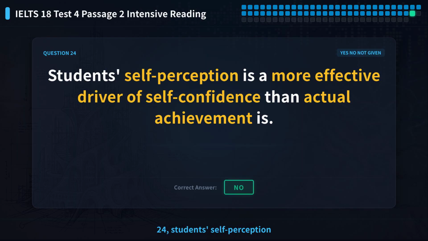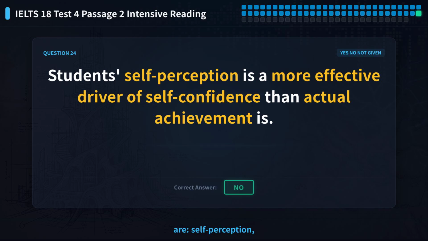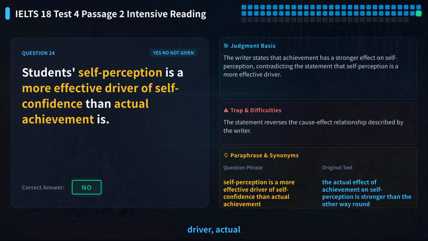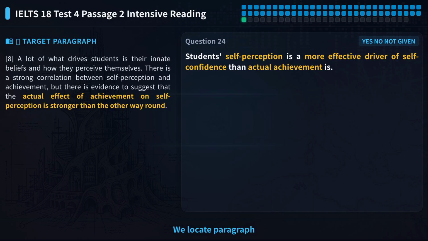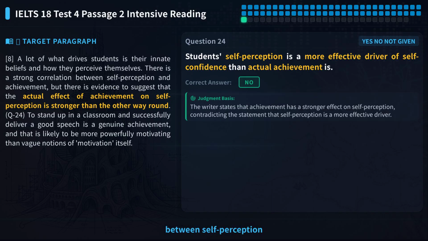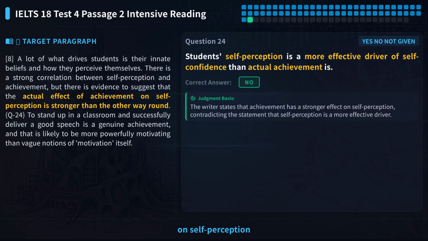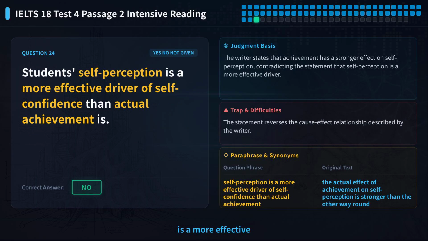Let's look at question 24. Students' self-perception is a more effective driver of self-confidence than actual achievement is. Key clue words are, self-perception, more effective driver, actual achievement. We locate paragraph 8. The author discusses the relationship between self-perception and achievement. The text says, the actual effect of achievement on self-perception is stronger than the other way round. The statement says self-perception is a more effective driver, but the author says achievement has a stronger effect on self-perception. So the answer to question 24 is NO.